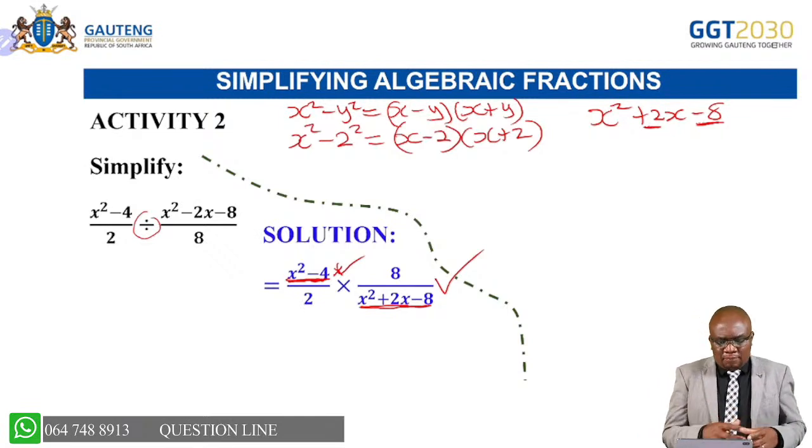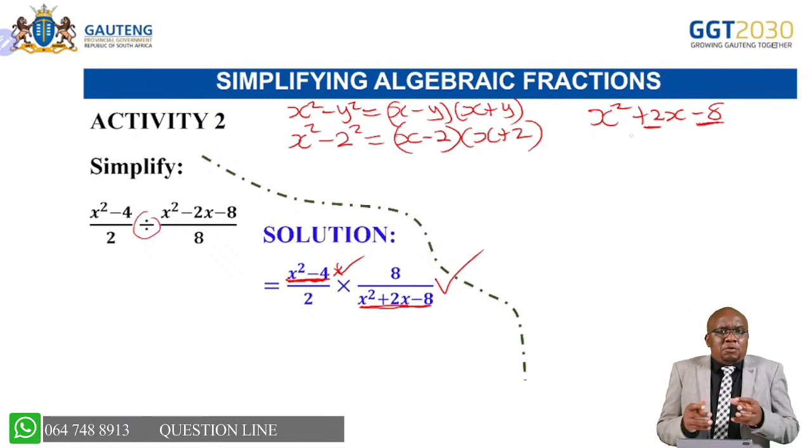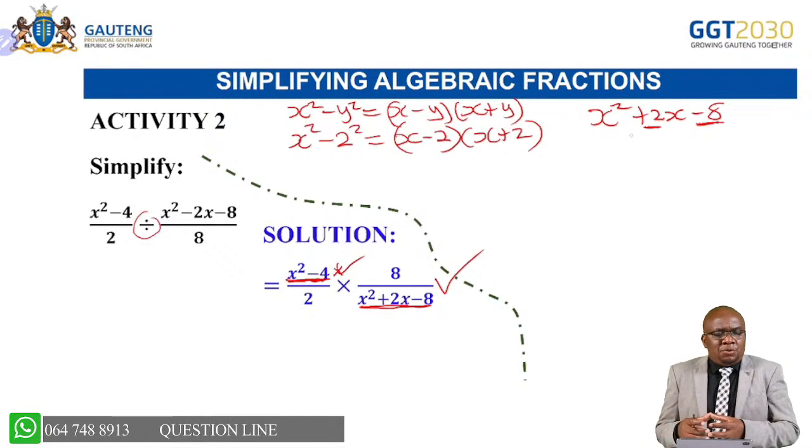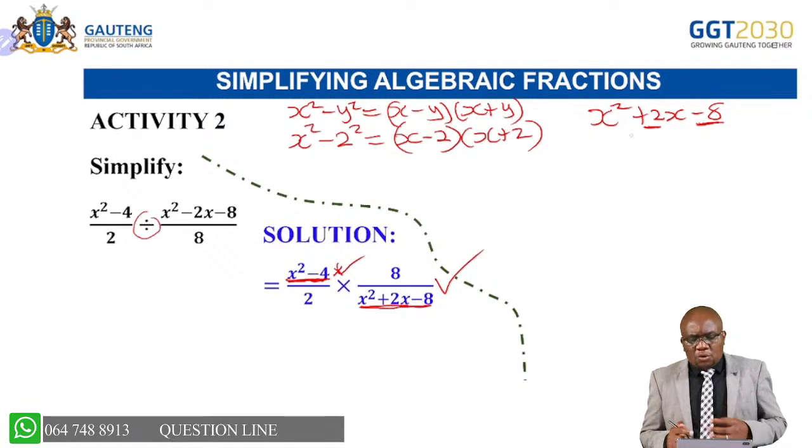If you add them, they must give you +2. Okay? Some people use numbers only, like 4 and 2. Some people even use 4x, 2x. You see that? But it doesn't matter. At the end, we must get the correct answer. So what are those factors?